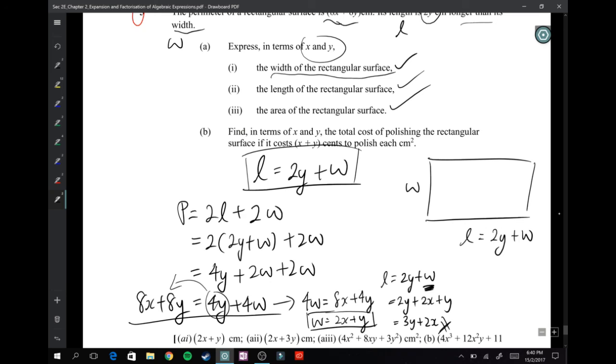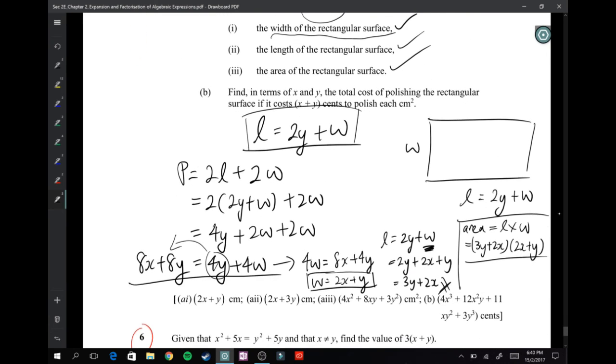Finally, find the area. So area is just L times W, right? L in this case is 3y plus 2x, and W in this case is 2x plus y. Expand using the umbrella method. There are no negative signs here, so I don't expect it to be wrong. If you do it correctly, your answer should be 6x squared plus 8xy plus 3y squared. This is your answer.